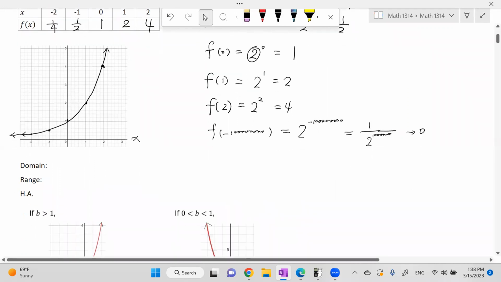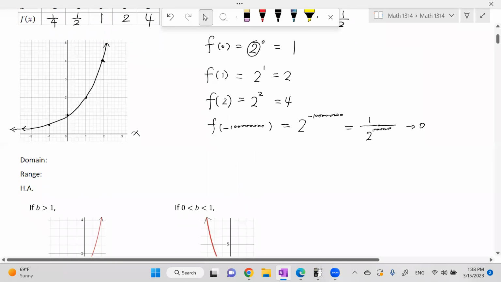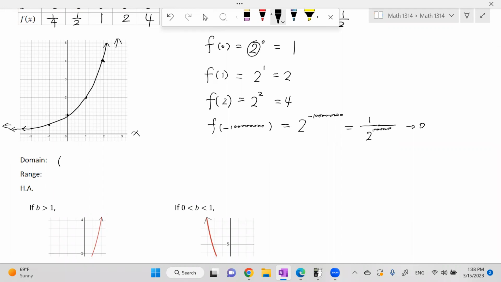So let's look at the graph. What is the domain? Domain means all the x values. All the x values, all real numbers. It's all the way into negative infinity. But the range is from 0 to infinity.